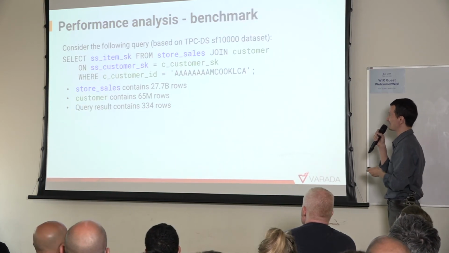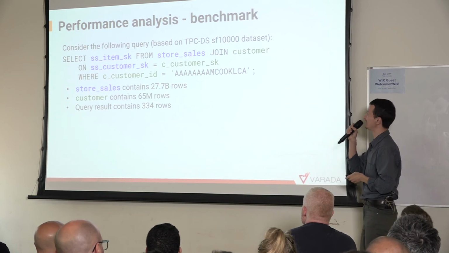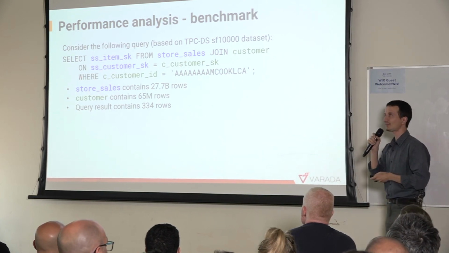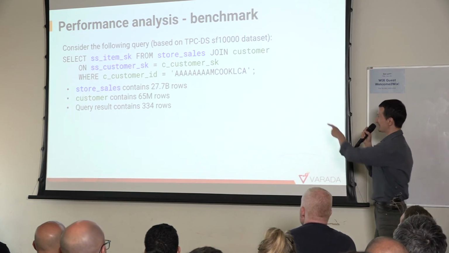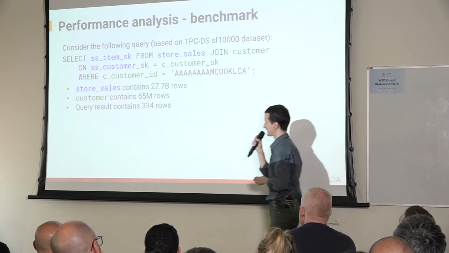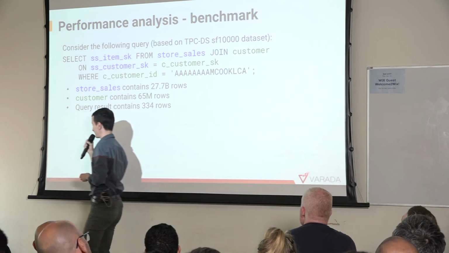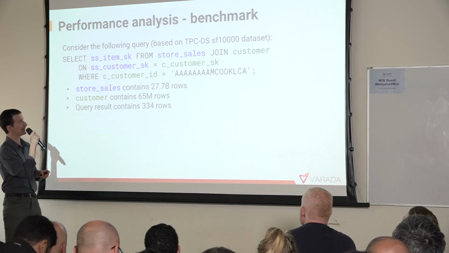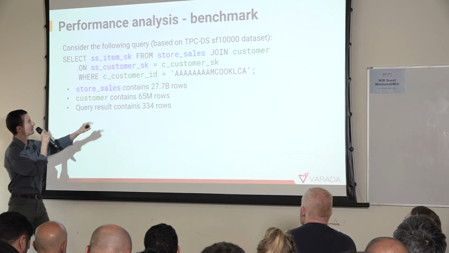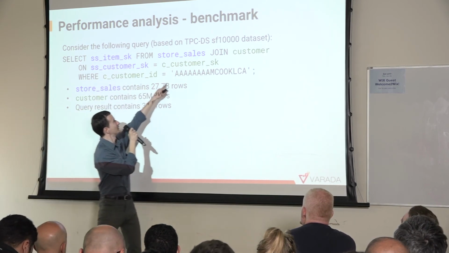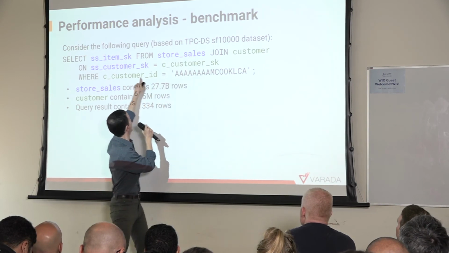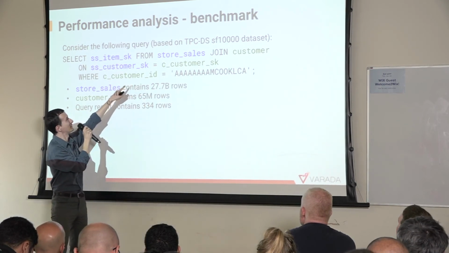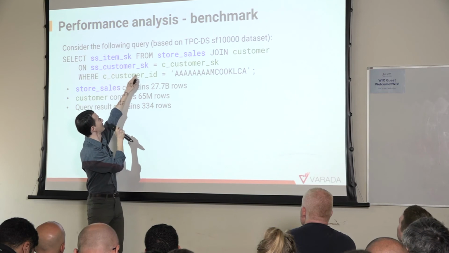So in order to test the analysis, we took the TPCDS dataset, which is one of the largest ones. And you can see that the sales table is quite large. It contains 27 billion rows. And we do a similar query. Note that we are doing a filter on the right-hand side table, where we do have a customer ID, but the join is going over the customer SK.